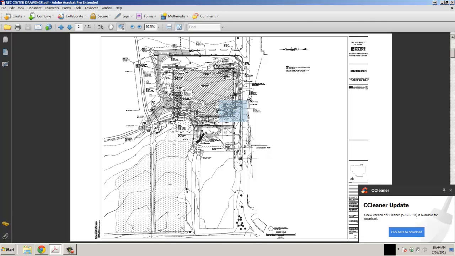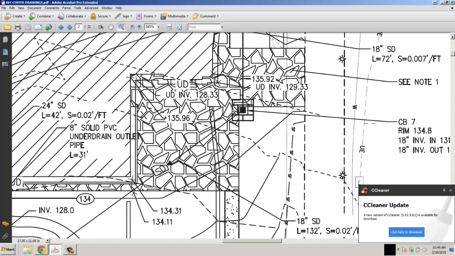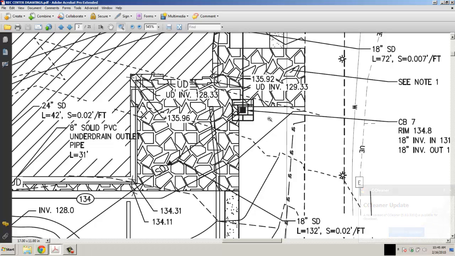This is where you enter the rec center, right in this location. These are our paving stones. It gives us elevations at this level. We have a storm drain that runs underneath this area. This is a catch basin, CB7. It's located just at the corner of that entrance. It has a rim elevation of 134.8. This is catch basin 7.